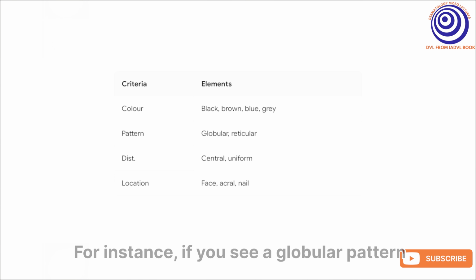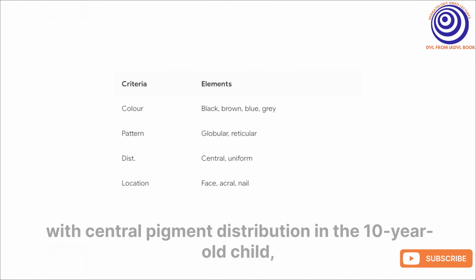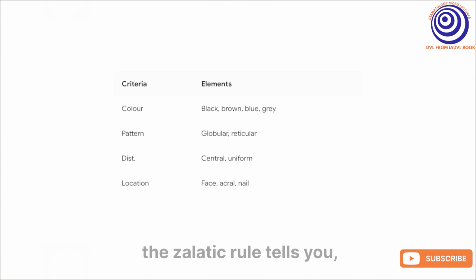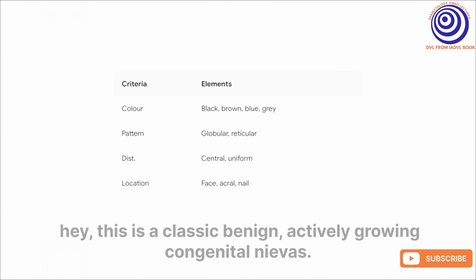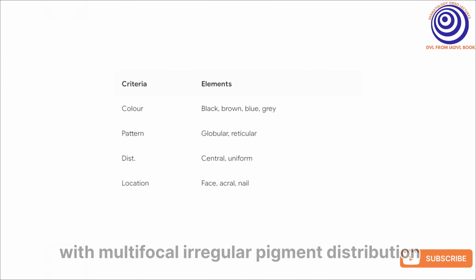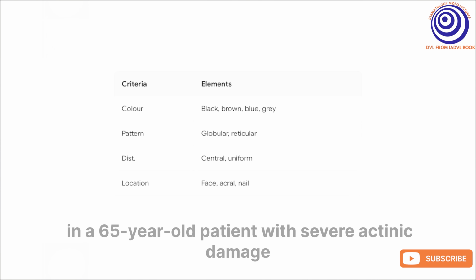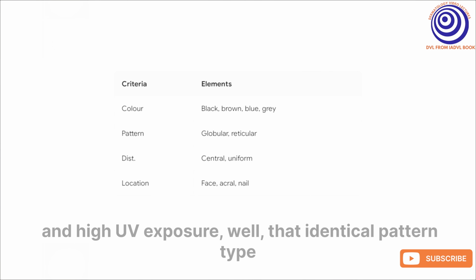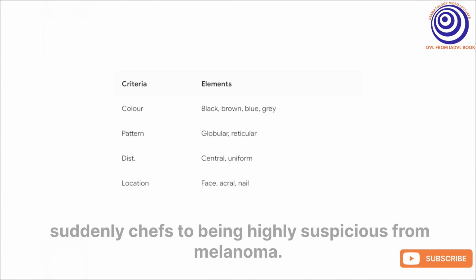For instance, if you see a globular pattern with central pigment distribution in a 10-year-old child, the Zalaudek rule tells you, hey, this is a classic, benign, actively growing congenital nevus. However, if you spot a reticular pattern with multifocal irregular pigment distribution in a 65-year-old patient with severe actinic damage and high UV exposure, well, that identical pattern type suddenly shifts to being highly suspicious for melanoma.